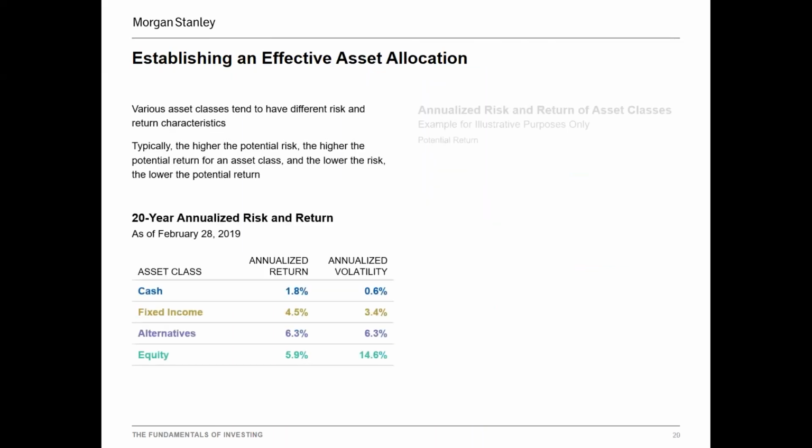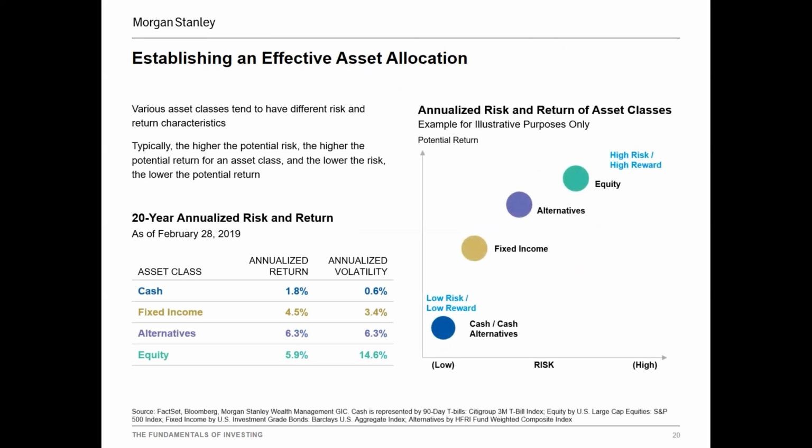So establishing an effective asset allocation depends on understanding both risk and return. As we talked about earlier, every asset class has distinct characteristics and may perform differently in response to market changes. And as you can see from the chart on the bottom left, return generally correlates with volatility. So typically, the higher the potential risk, the higher the potential return for that asset class. And the lower the risk, the lower the potential return.